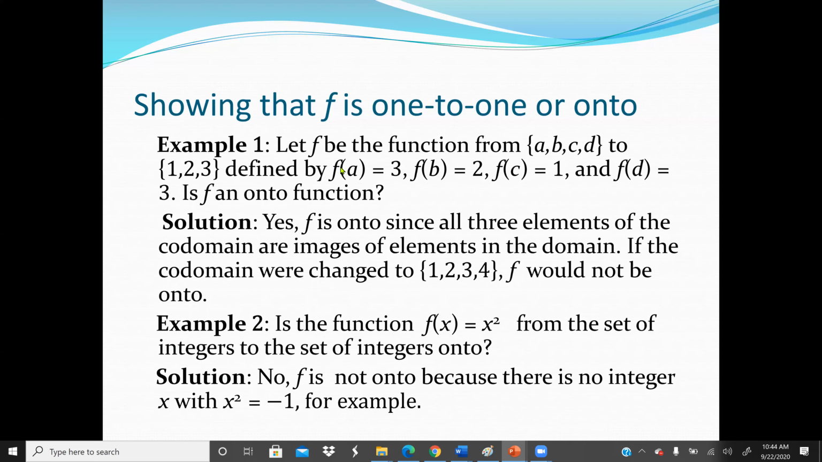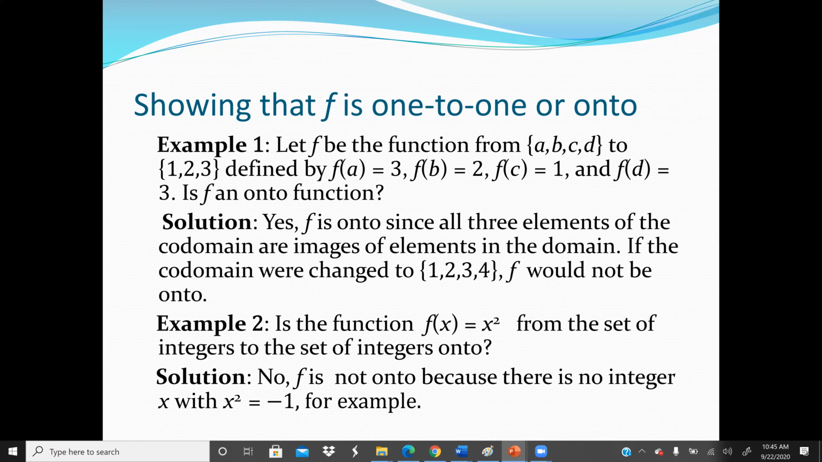So here we can see that our input is ABCD, and ABCD generate all the outputs 3, 2, and 1. And the output is 1, 2, 3. Now example 2: is the function f at s equal to s squared from the set of integers to the set of integers onto?